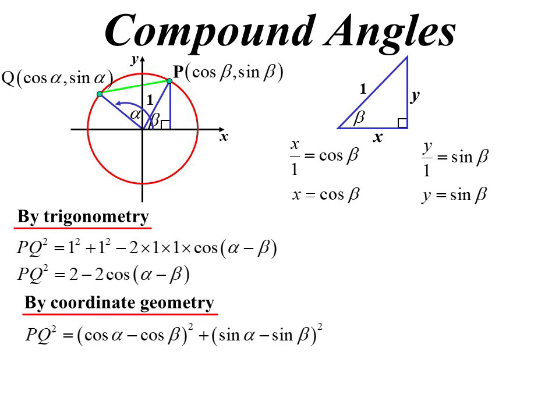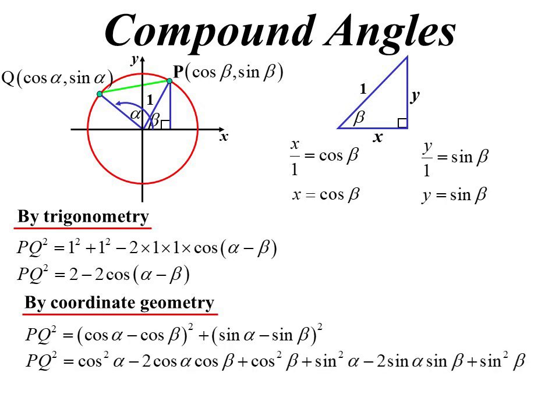I could have done it by coordinate geometry. We have a distance formula. And I would have said PQ squared would be (cos alpha minus cos beta) squared plus (sine alpha minus sine beta) squared. The x coordinate squared plus the y coordinate squared. Expanding all that out, we notice we've got some cos squareds plus sine squareds there. We know that they are equal to 1, so I can tidy that up to be 2 minus 2 cos alpha cos beta minus 2 sine alpha sine beta.